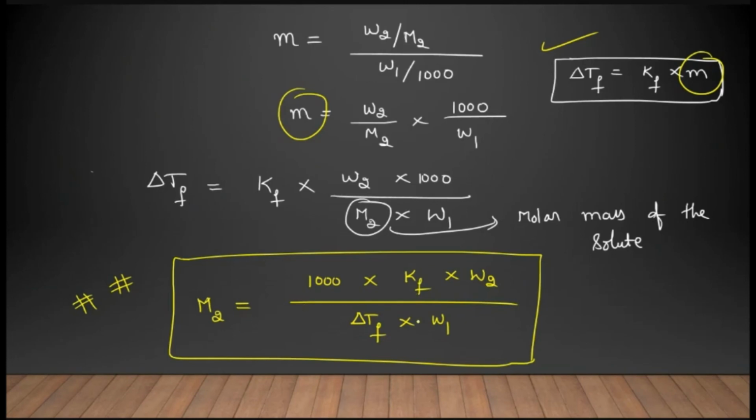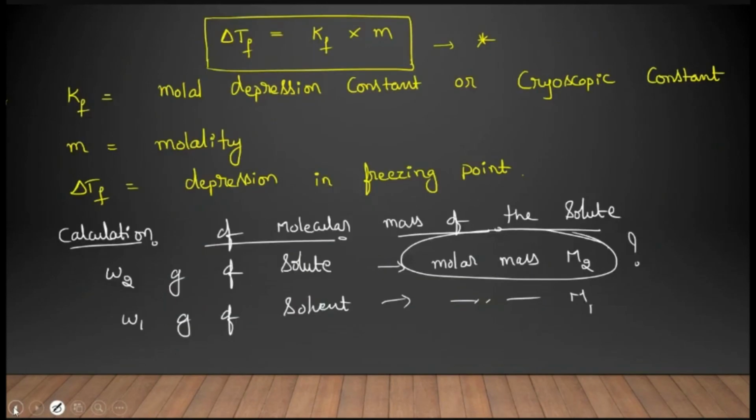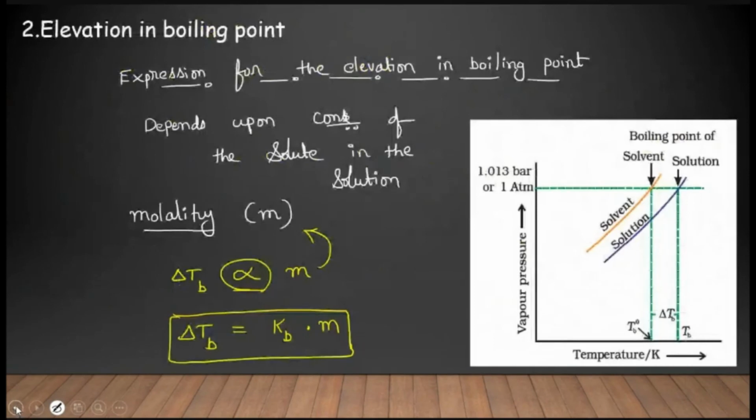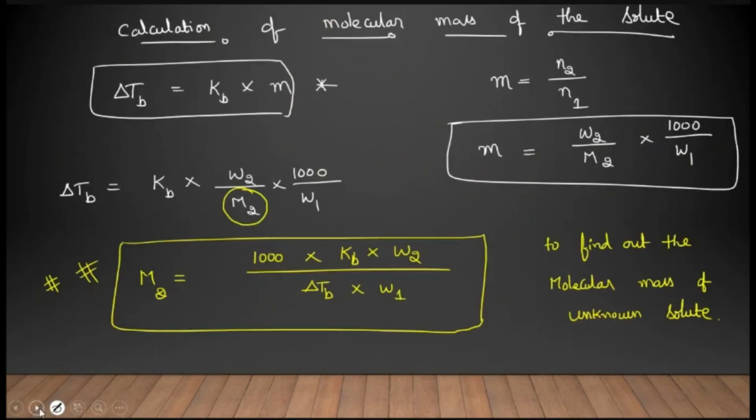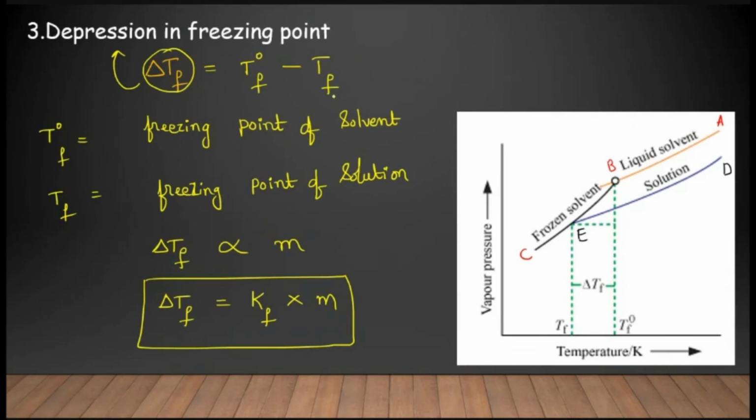Today we have discussed two things. First, elevation in boiling point, the formula which we got. You need to remember what Kb is. W2 is the weight of the solute. W1 is the weight of the solvent. M2 is the molecular mass of the solute. Delta Tb is the elevation in boiling point. This formula we have learned, and depression in the freezing point we have learned.